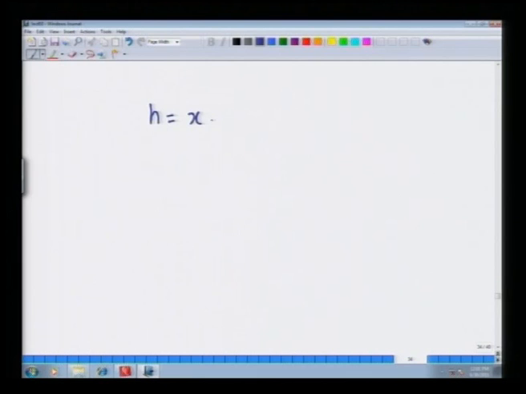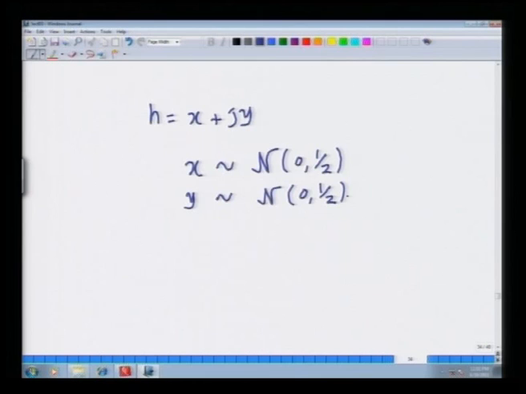For the purpose of our analysis, we can assume safely that this x and y exhibit Gaussian nature. So, let us start with a basic assumption, that is h equals x plus j y. I will assume x to be Gaussian distributed. I am using a standard Gaussian notation, which is x is N(0, 1/2), that is x is a Gaussian random variable of mean 0, variance half, y is another Gaussian random variable of mean 0 and variance half, and further I will assume that x and y are independent random variables.